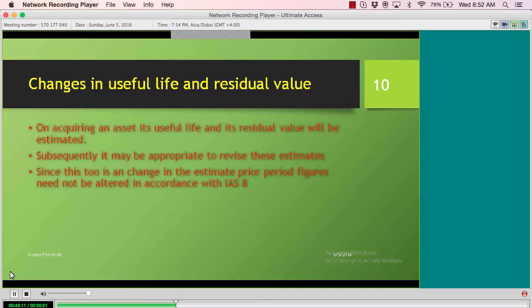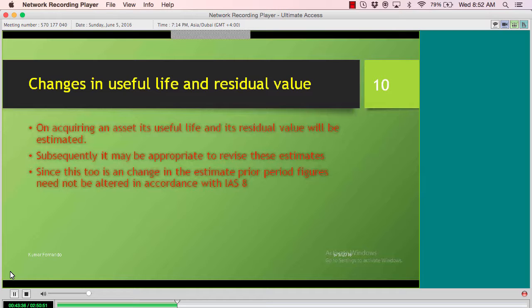Or my residual value. I originally thought it's 20,000, but now I find I can get 30,000. So my depreciation figure will change because I have changed the useful life period or because I have changed my residual value. If that happens, it's a change in the estimate again, and because of that, you don't need to again change the prior year figure.